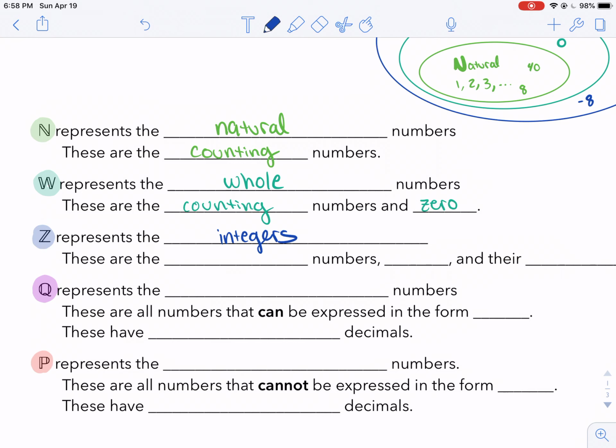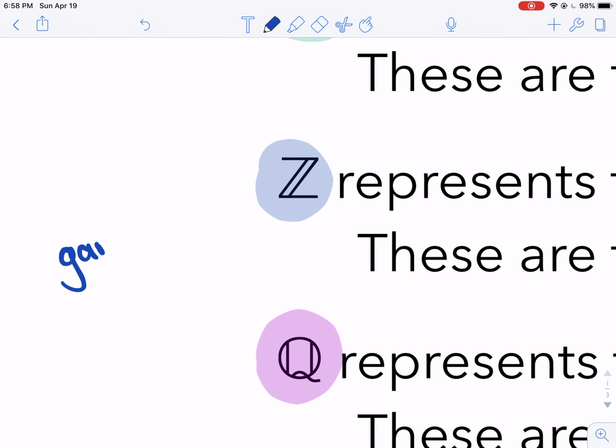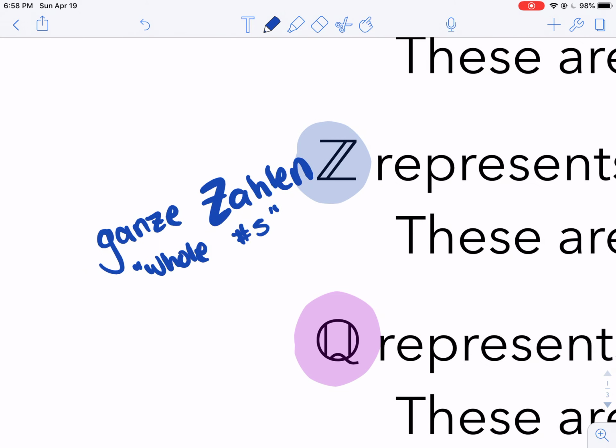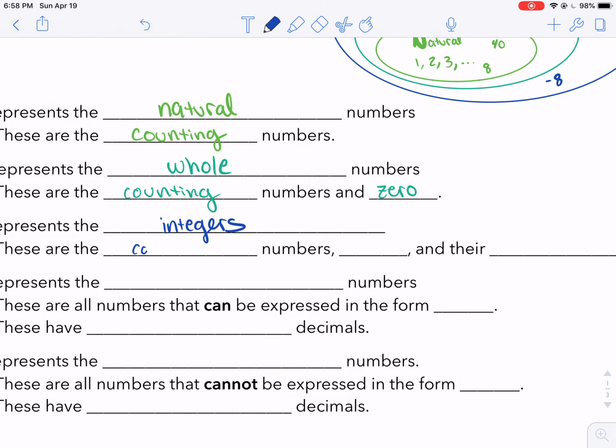In fact, it's very common to use the letter Z because this comes from the German Zahlen, I'm probably pronouncing it wrong, Ganzzahlen. That's German for whole numbers. So when mathematicians talk about integers, they use Z because it's German. Isn't that fun? I'm usually giving you guys Spanish facts, but now you get a German fact. So that's exciting. Again, our integers are our counting numbers, also 0, but also negative whole numbers.